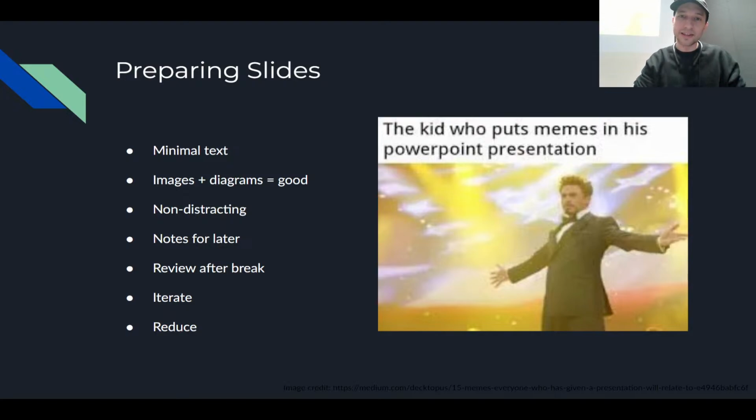And then lastly, as you iterate, your focus should be on reducing content, okay? Because you're always going to think you're faster than you are, okay? You will run out of time.